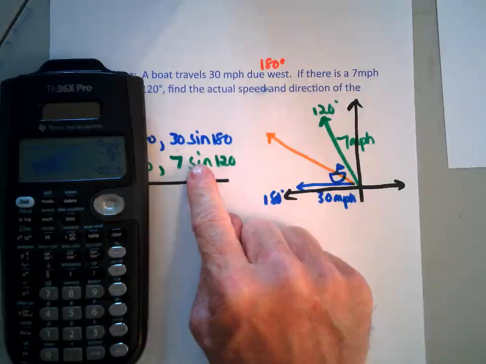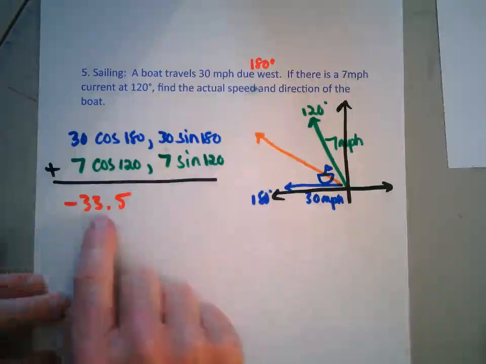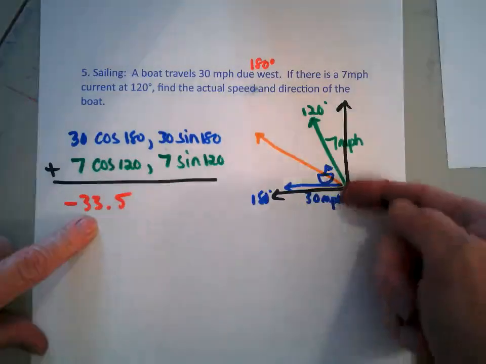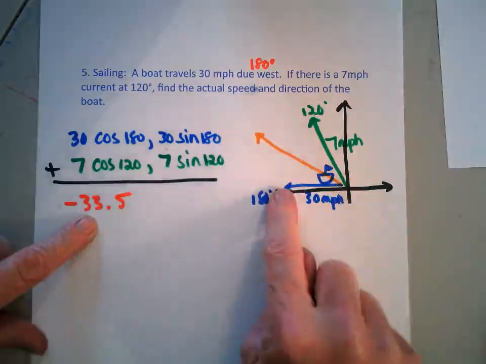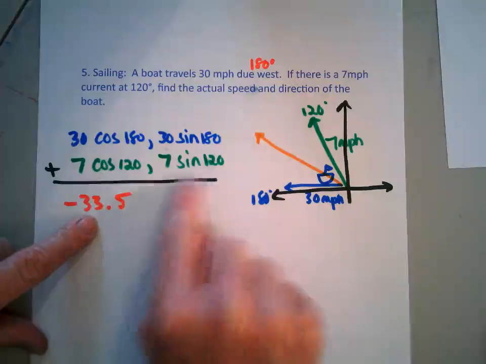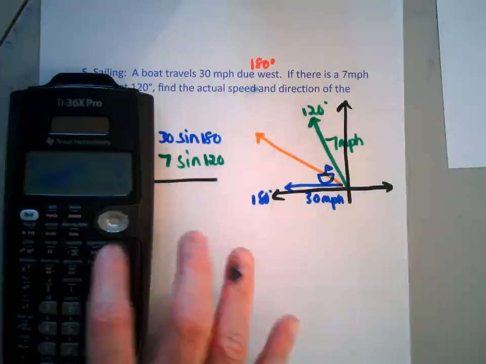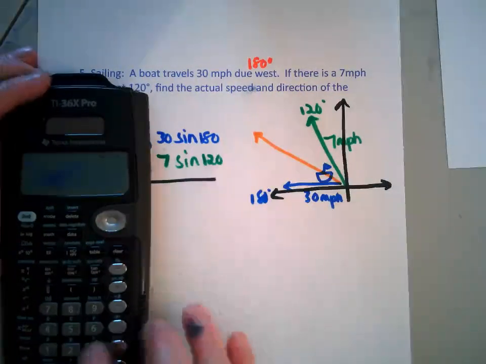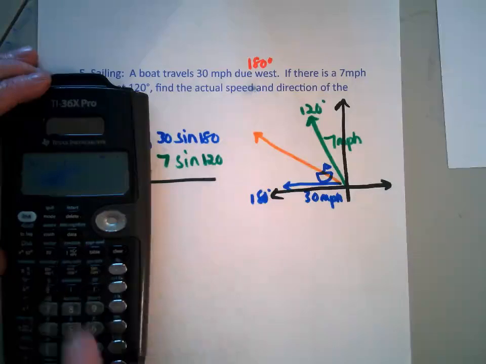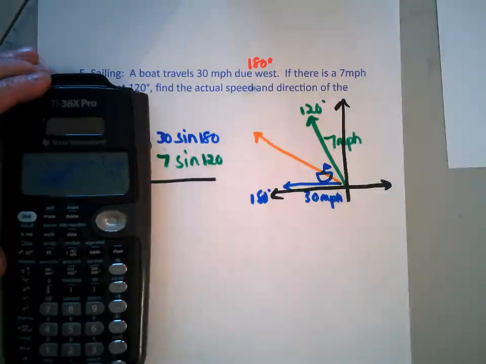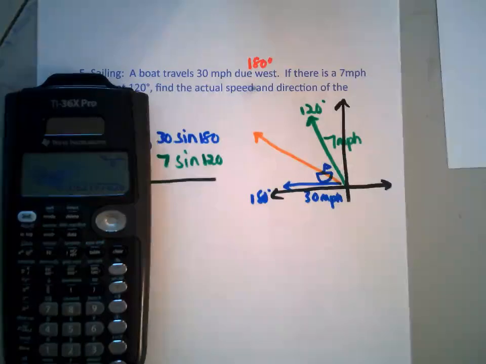Okay, then we'll move over and concentrate on the y value. Now, I want you to think about these numbers. Negative 33.5, that's an x value. That means it's going left, just like we are. We're in the second quadrant. So if we're going up, is this value going to be positive or negative? Think about that as we calculate it. All right, so 30 sine 180 plus 7 sine 120 gives me positive 6.1.